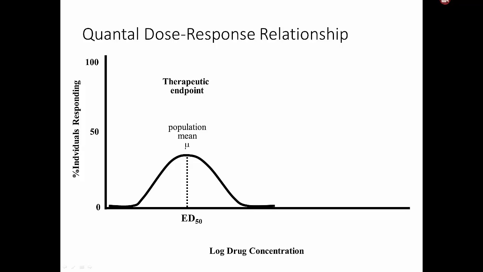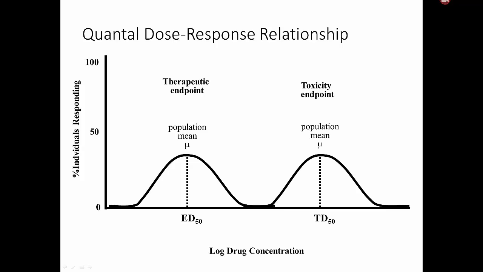The ED50 is the dose when 50% of the population has a therapeutic response to the drug. If we keep giving higher doses, the toxicity range for the drug starts, again represented by a bell curve. The TD50 is the dose when 50% of the population has a toxic response to the drug.